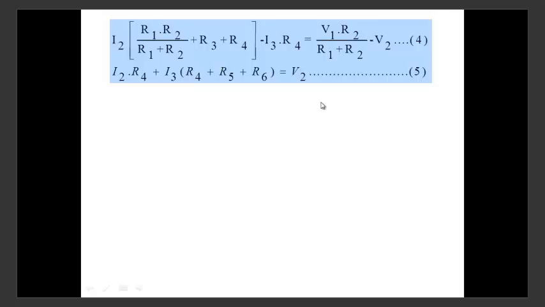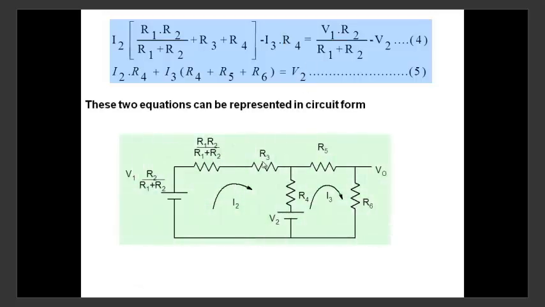Now, interestingly, we are saying that you can take a circuit and transform it into equations. But the reverse may also be true, right? I can take an equation and transform it back into a circuit, represented in the form of a circuit. So these two equations that you see here, I can represent in this form. Check it out whether this is true or not. Look at these two equations and see whether this circuit represents these two equations.